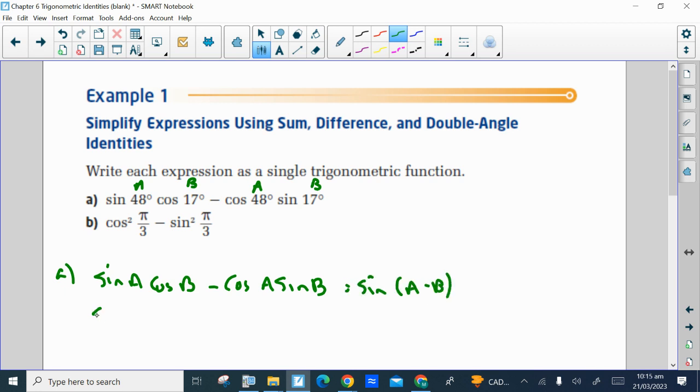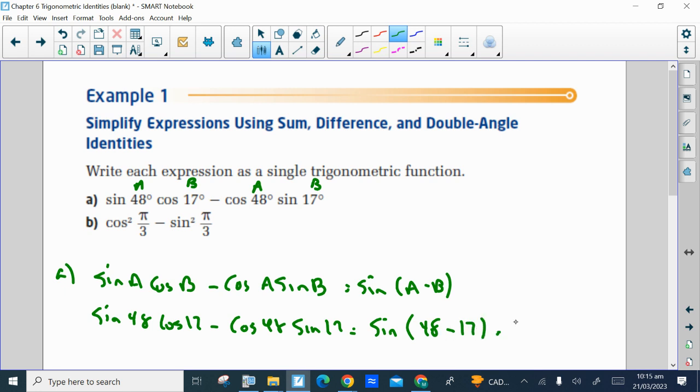So if we go back to our original expression, that will equal the sine of 48 take away 17, or the sine of 31 degrees. We were asked to write it as a single trig function. We've done that.